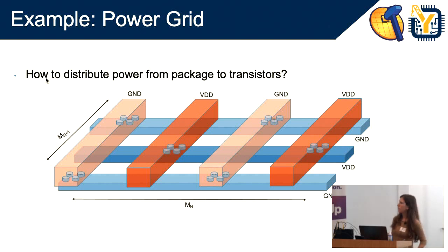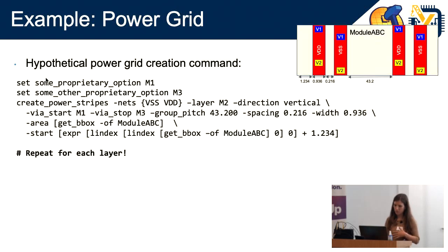So I'll give an example of how tightly coupled these three concerns are. We have the power grid for physical design. It takes the power from the package pins and drops them down to the logic gates of your design. So this is an example of the command that the tool would take and interpret and actually create your power straps. This is just for one particular layer, and then you would repeat for four additional layers.